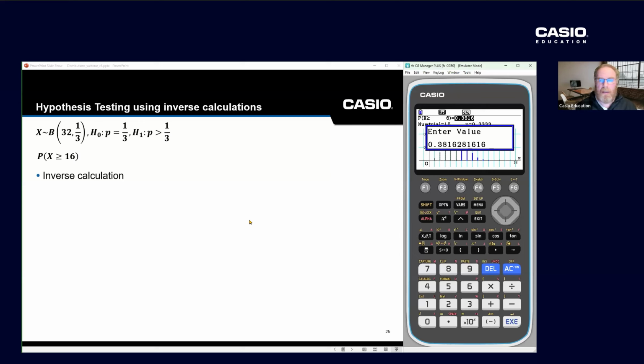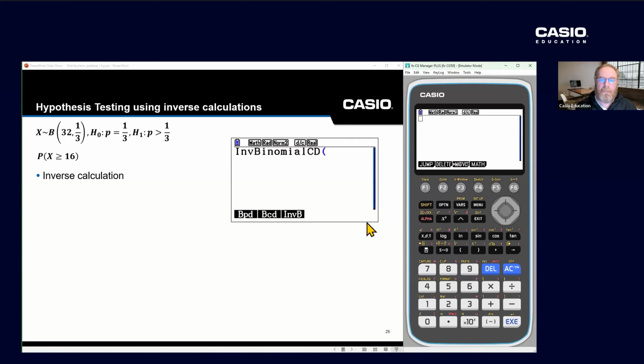We could do an inverse calculation just to give us a ballpark understanding of what is going on. So I could do an inverse binomial calculation in Run Matrix. So this was a 5% test. So if we think about it, that means that 95% will be on the left. My value of n is 32, and my probability of success is a third. When I calculate that, it is telling me that the value of x is 15.